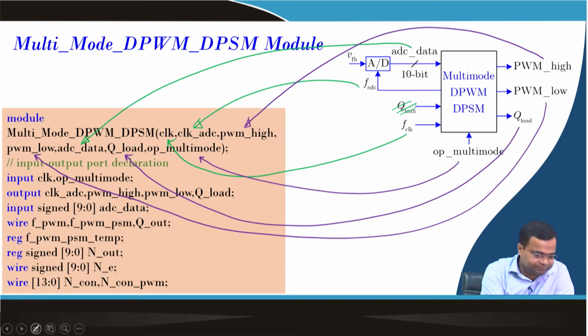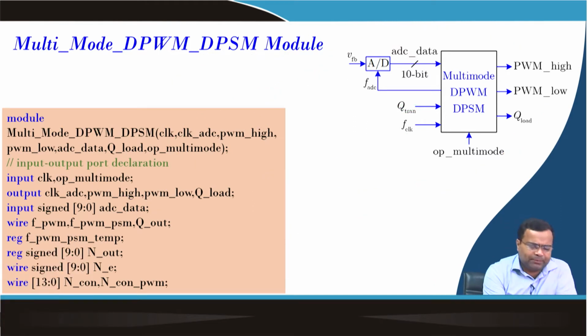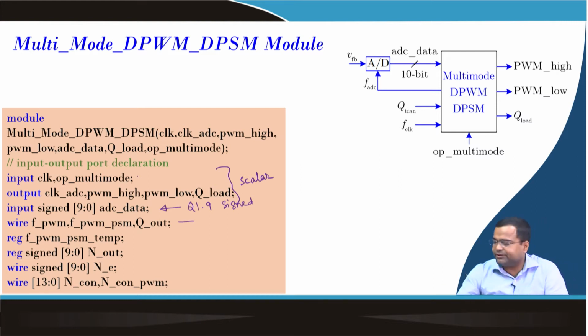Now, we have to define these as scalar input and scalar output. So, these are all scalar, and this is the vector input in Q1.9 signed format. We are not using DAC. So, these are wires, all this definition.